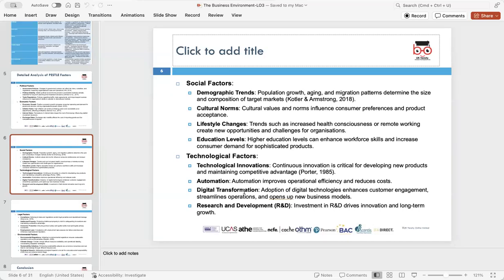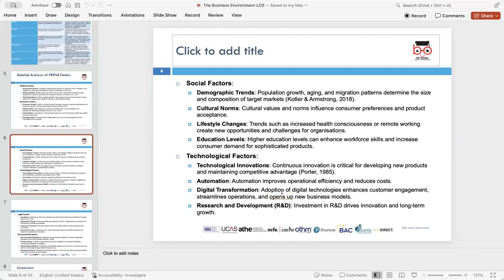Now we will talk about automation. Automation improves operational efficiency and reduces costs. Automation involves using technology to perform tasks that were previously done by humans. Automation improves efficiency by reducing the time and cost associated with production processes. For example, an automated assembly line in manufacturing can significantly increase output while reducing errors.